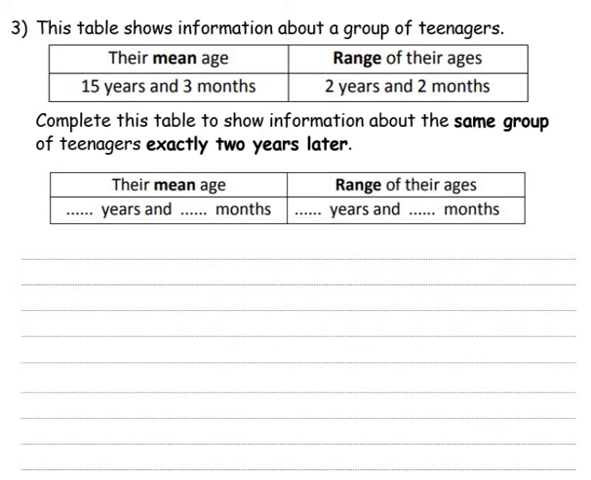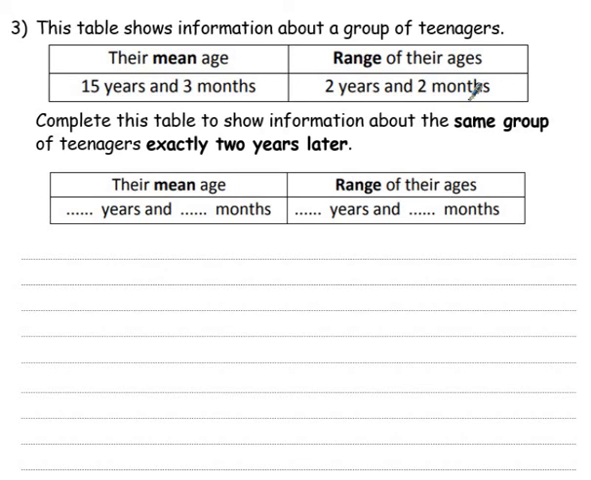And the next question, it's a lot of reading to do here. But it says that the table shows information about a group of teenagers. Their mean age is 15 years and 3 months, and the range of their ages is 2 years and 2 months. Complete this table to show information about the same group of teenagers exactly 2 years later. It sounds like a very difficult question.